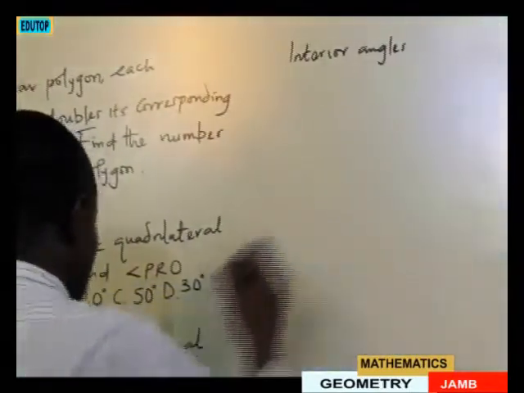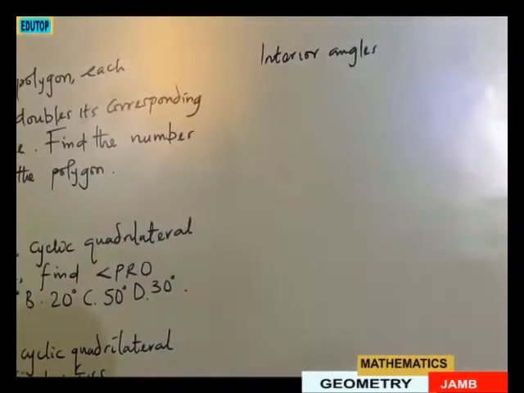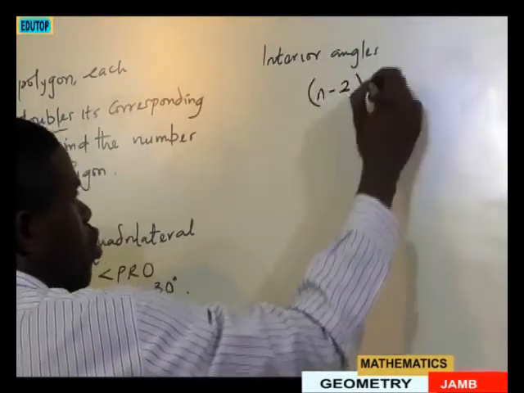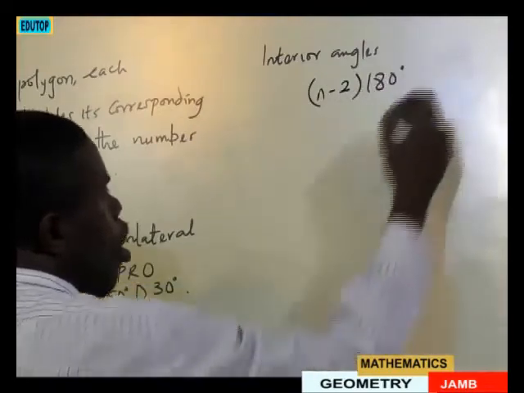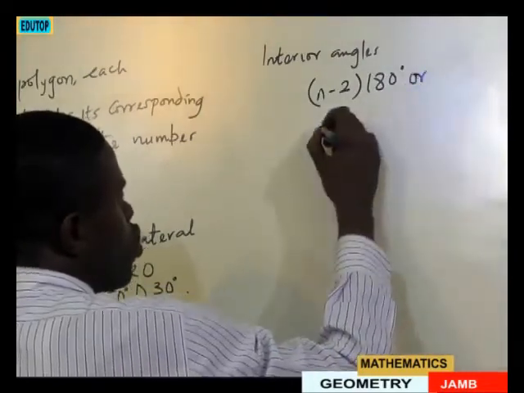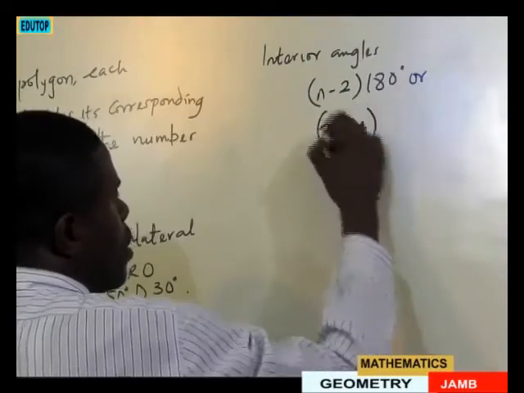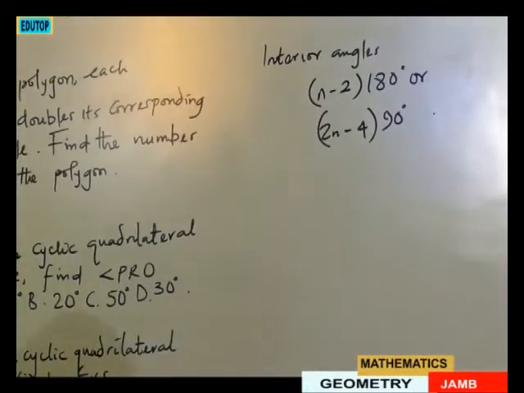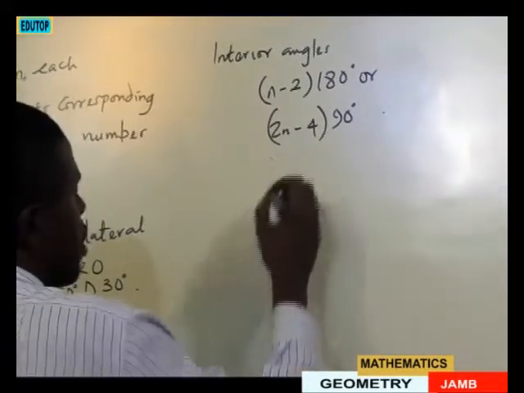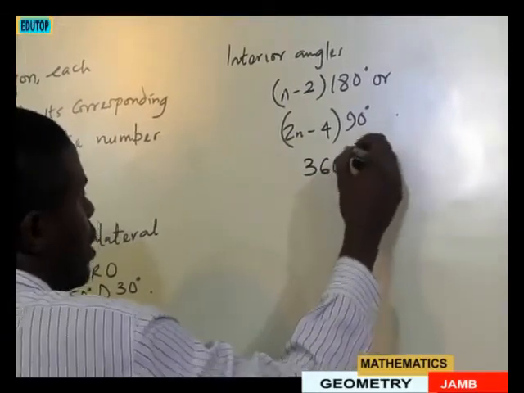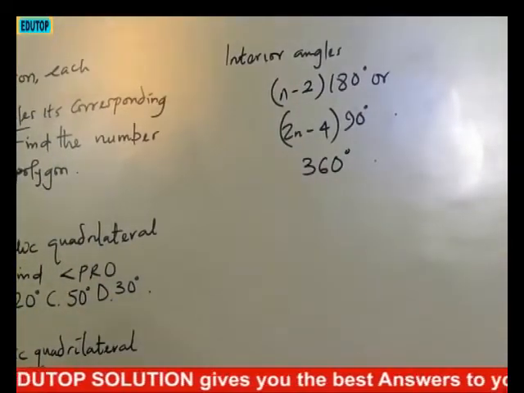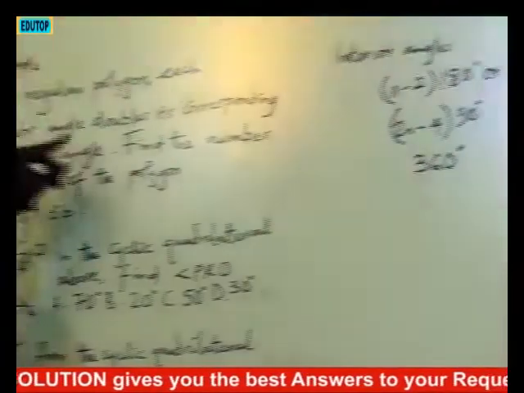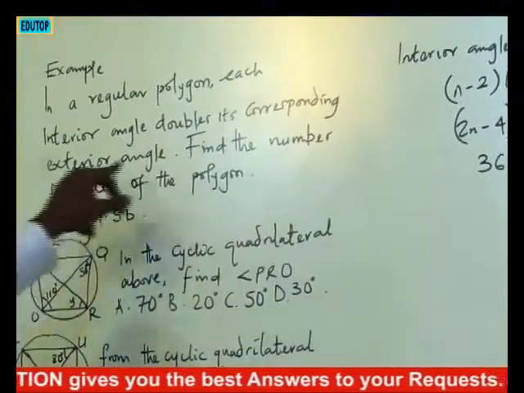Interior angles. And we know that the sum of all the interior angles of an n-sided polygon is (n minus 2) times 180 degrees, or (2n minus 4) times 90 degrees. So I use this or use this. Then we also know that the sum of exterior angles is 360 degrees.